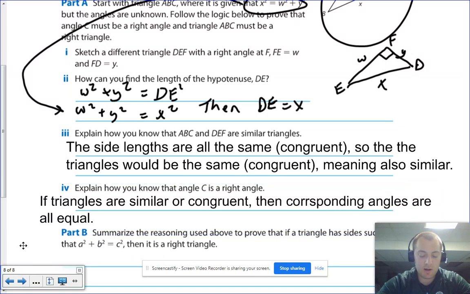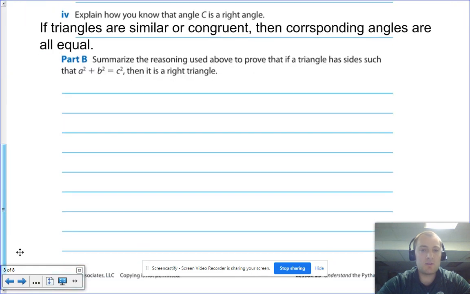All right, last part. And I'm going to leave this up to you. It says, summarize the reasoning above to prove that if a triangle has sides such that a squared plus b squared equals c squared, then it's a right triangle. You can say it a couple different ways, but it's kind of summarizing everything we've done in this whole lesson. You can draw triangles. You can compare them algebraically. You can compare them geometrically. You can look at any of the examples from the lesson the day before.